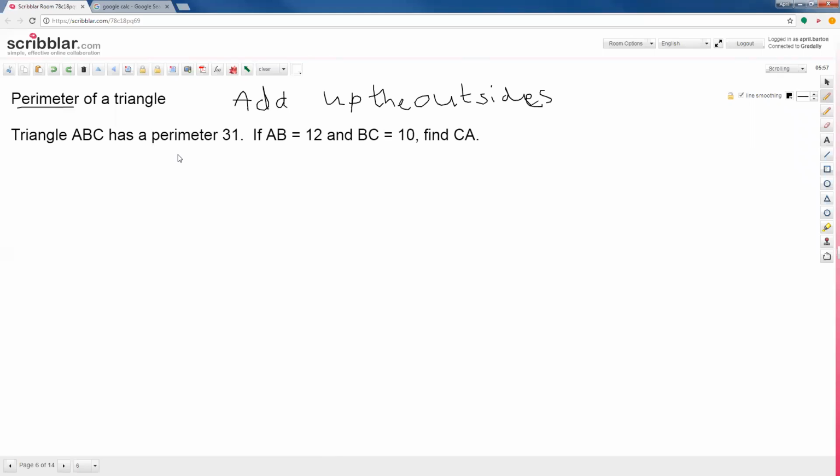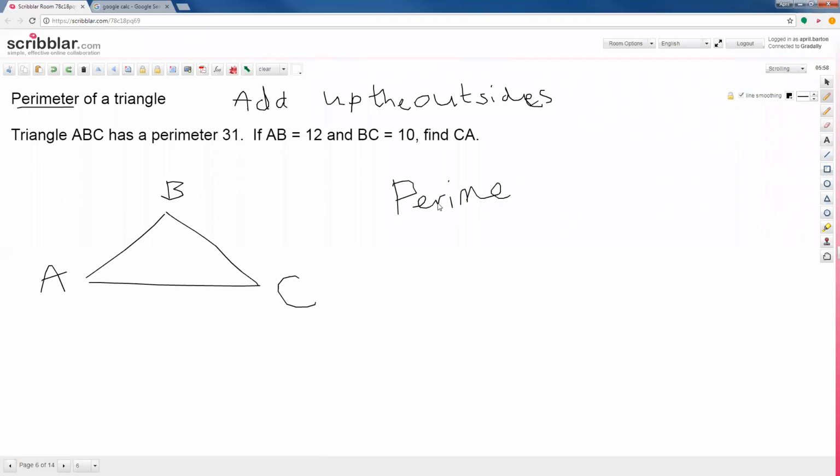Okay, just making sure. So this particular question says triangle ABC has a perimeter of 31. So they are kind of being tricky. Instead of just giving you a shape and saying to find the perimeter, they're saying you have a triangle. I'm going to call it ABC. We already know the perimeter equals 31. And then they give us some more specifics.